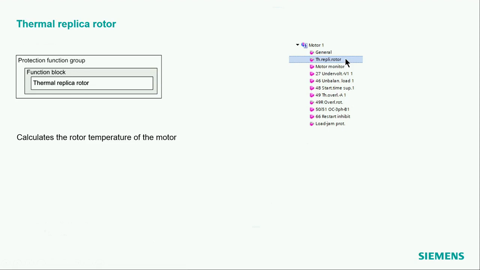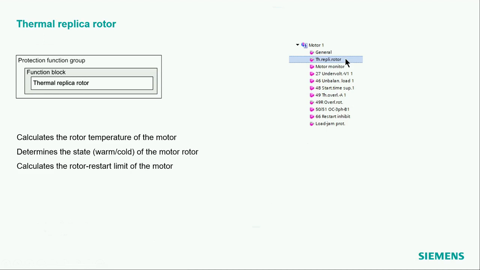This calculates the temperature of the motor, or better, of the rotor. It determines if the motor is in a cold or warm state. We don't need that so much for the restart inhibit, but for the starting time supervision. Then we will see how this works together. This function also calculates the rotor restart limit of the motor, so the threshold. When the temperature is above this threshold, a restart is not allowed. If the temperature of the rotor falls below that threshold, then a start is allowed again. So this is calculated here in that thermal model.